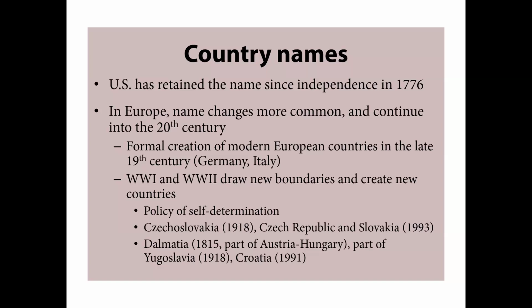For some, it was for a policy of self-determination. Places like Czechoslovakia in 1918, and the Czech Republic and Slovakia created in 1993. Dalmatia in 1815 was part of Austria-Hungary and part of Yugoslavia by 1918, and now Croatia in 1991.